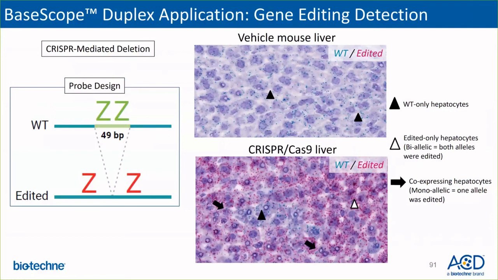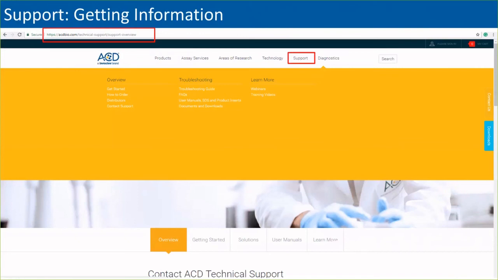Now, as we are towards the end of the webinar, I would like to guide you to the web page where you can find additional information on the RNAscope and BaseScope assays. Please visit our website at acdbio.com. If you click on the Support tab, we have a wealth of information including troubleshooting guides, user manuals, tech notes, training videos for manual assays, as well as previously recorded webinars that cover a wide range of topics and applications.